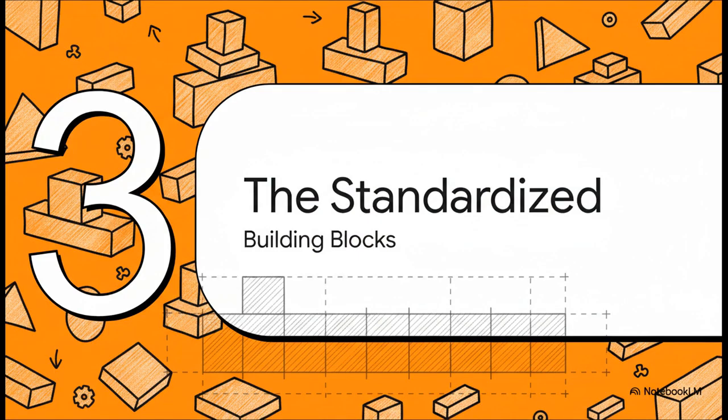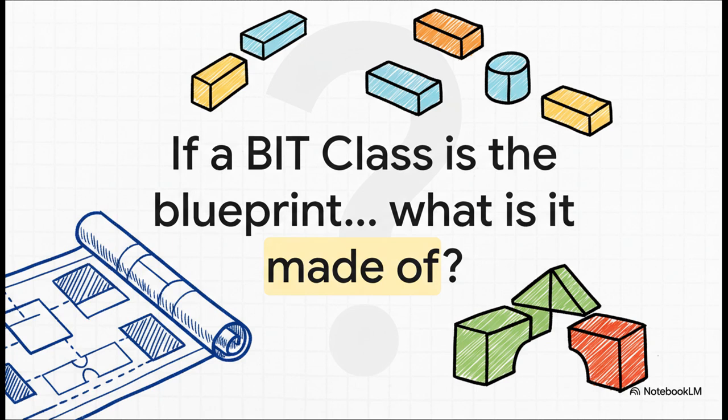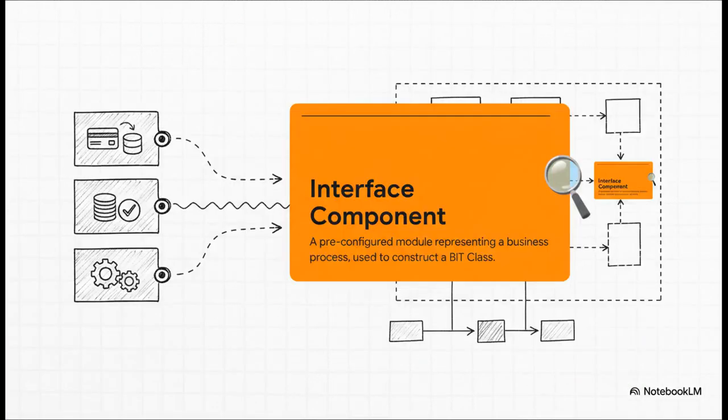Okay, so if the blueprint is custom-made, what's it made of? Let's get into the second part of our analogy, those standardized building blocks. It's the logical next question, isn't it? I mean, a blueprint is just a plan on paper. To actually build anything, you need materials. You need reliable, consistent parts to put your structure together. And here they are, interface components. Think of these as your prefabricated, standardized building blocks, like high-tech Legos.